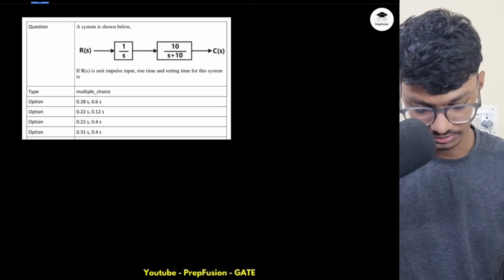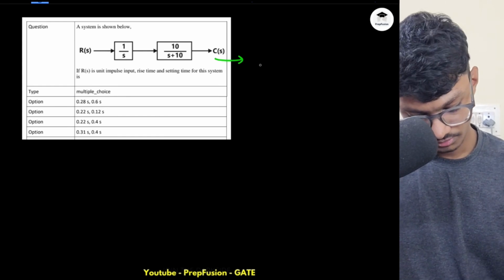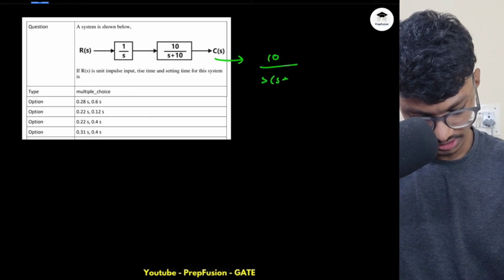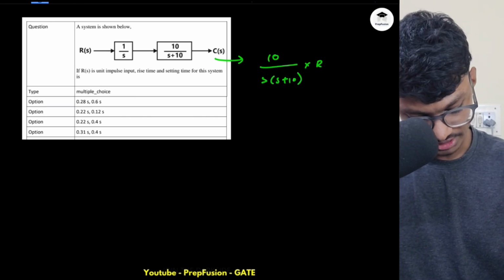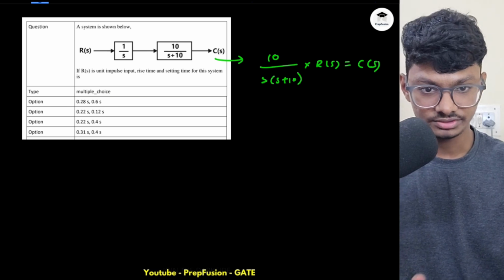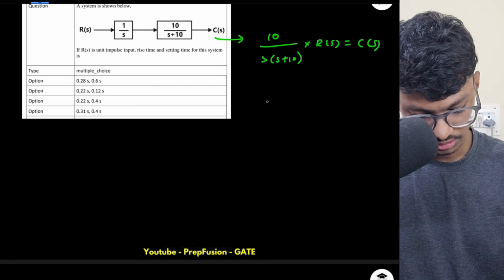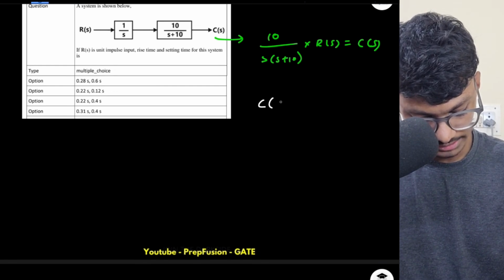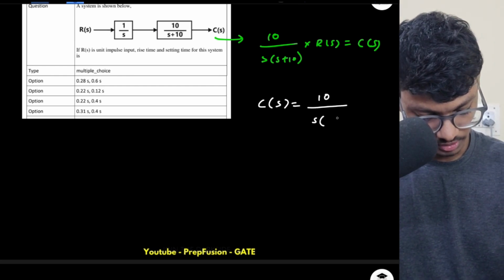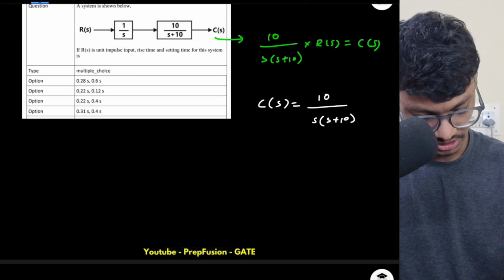What is the output actually? The output is basically 10 by S into (S plus 10) into R of S. That is my C of S, correct? But here C of S is simply 10 by S into (S plus 10). Why? Because R of S is unit impulse, and the Laplace transform will be simply 1.